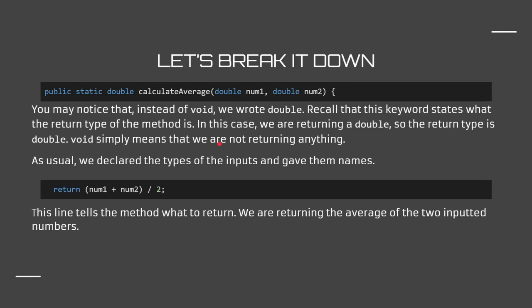It's also why the main method is a void method. It just doesn't return anything. As usual, we declared the types of the inputs and gave them names. So the first input parameter is a double called num1. The second is a double called num2. Then return num1 plus num2 divided by 2. This line, of course, tells the method what to return. We are returning the average of the two inputted numbers.